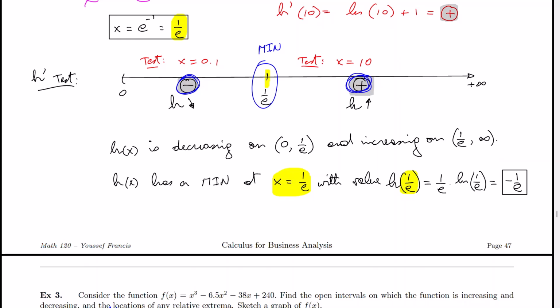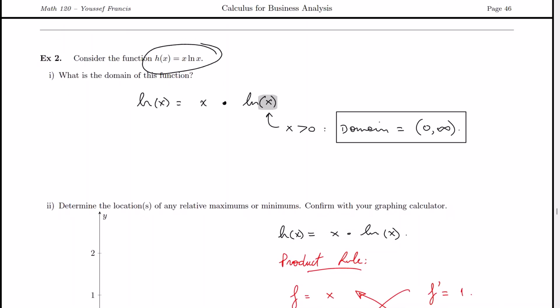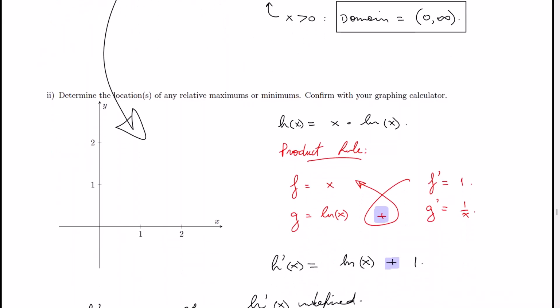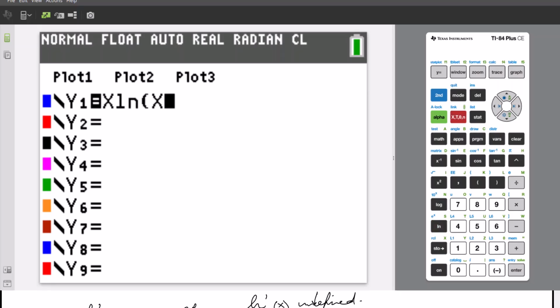And we can confirm that in a second with our TI calculator. And the last thing we're going to write is that h of x has no maximum values. There is no place where the function is highest. So let's confirm all this with our TI calculator, which requires us to put this function on this screen, and then we'll be able to plot it onto our paper and see if we're doing the right thing or not.